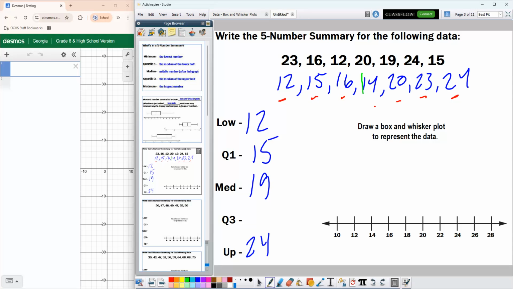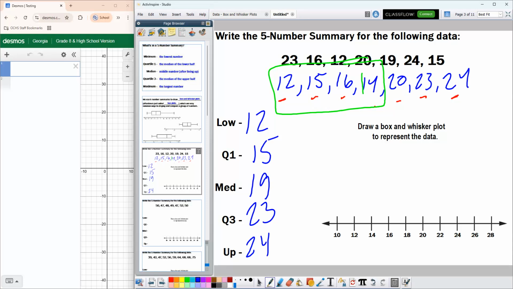And then I'm going to cover up these numbers with my hand, and I'm going to look just at the numbers on the right side, 20, 23, and 24. What's the median over there? 23 is in the middle over there. So if I want to draw a box and whisker plot, those are my 5 numbers for my 5-number summary.